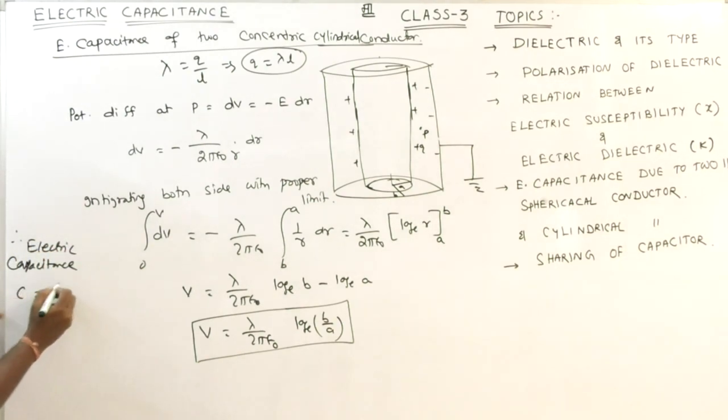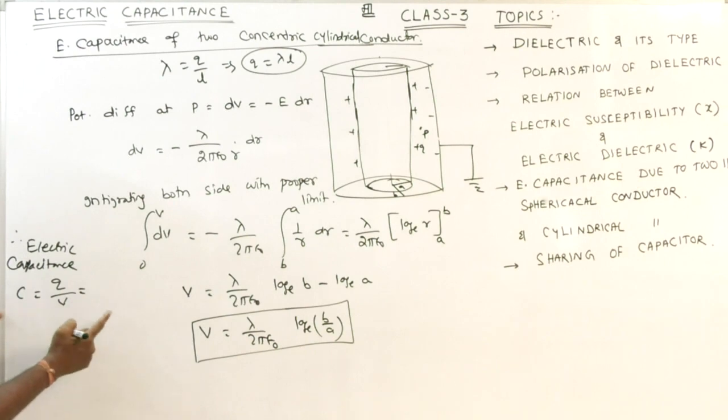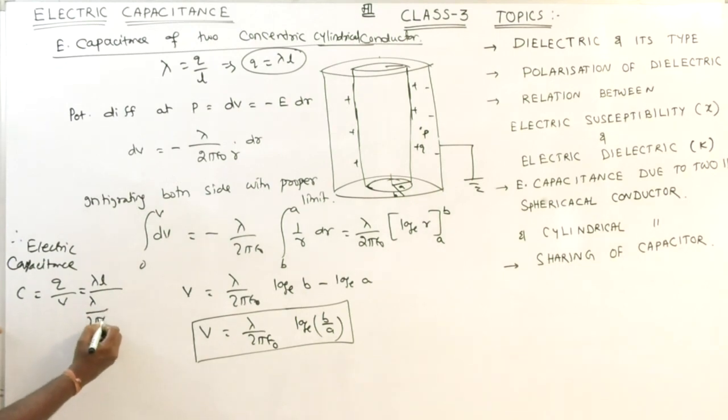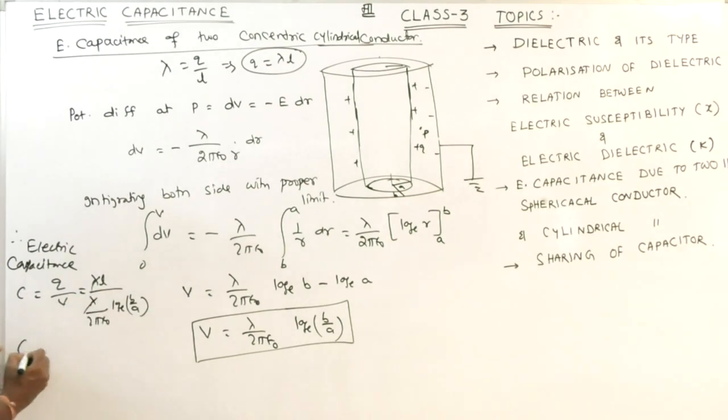electric capacitance C is equal to Q by V. So Q is equal to lambda L, and V means lambda by 2 pi epsilon 0 log e b by a. So lambda cancels. So C is found to be 2 pi epsilon 0 L by log e b by a.